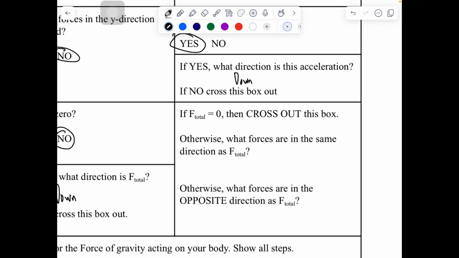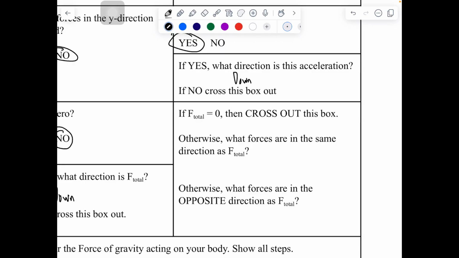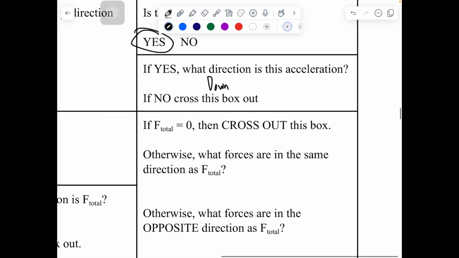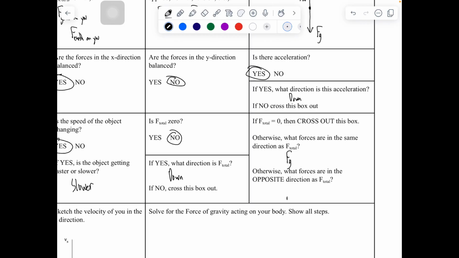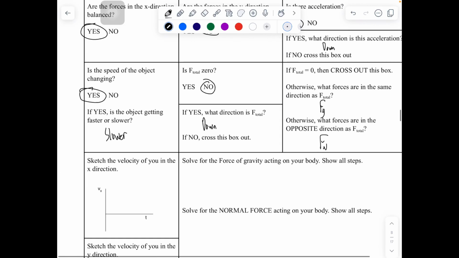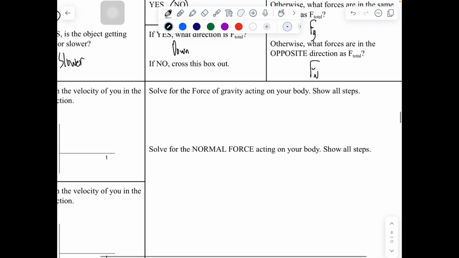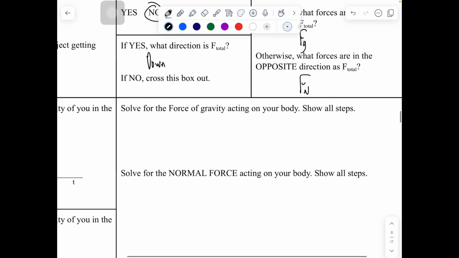What forces are in the same direction as the total force? Well, total force is downward. Gravity is in the same direction as the total force. The normal force is in the opposite direction. Solve for the force of gravity. Okay. Well, force of gravity is m times g. Show all steps.